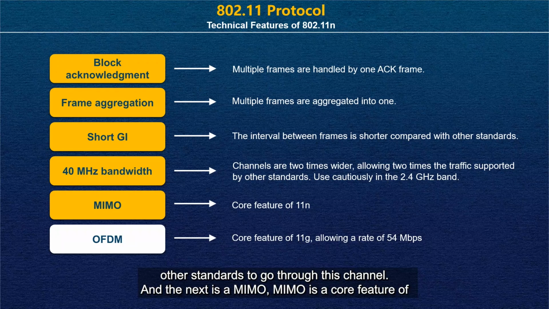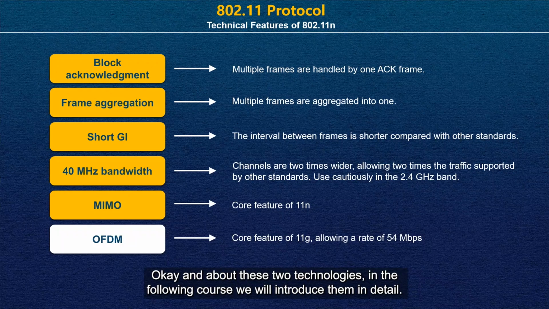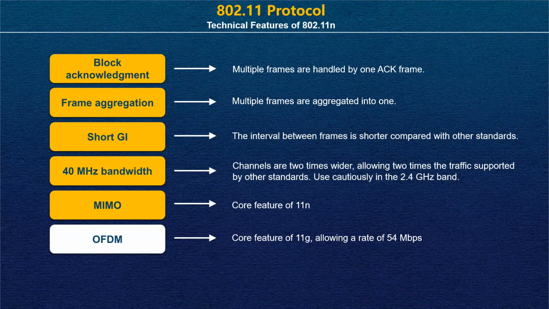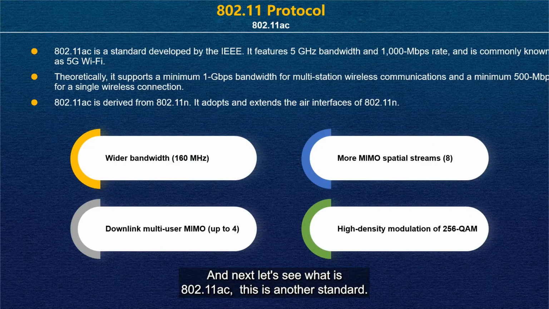MIMO is a core feature of .11n of these standards, and OFDM is also a core feature of it, allowing a rate of 54 Mbps. Okay, and about these two technologies, in the following course, we will introduce them in detail. Okay, and next, let's see what is 802.11ac. This is another standard.